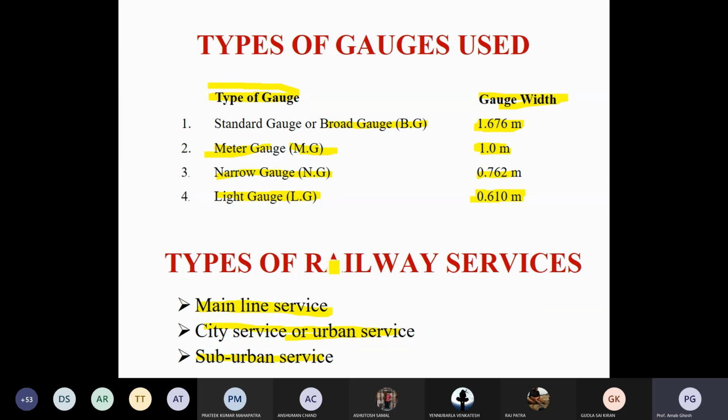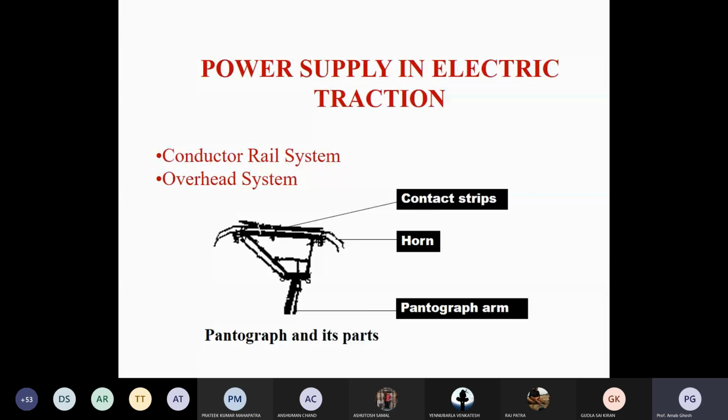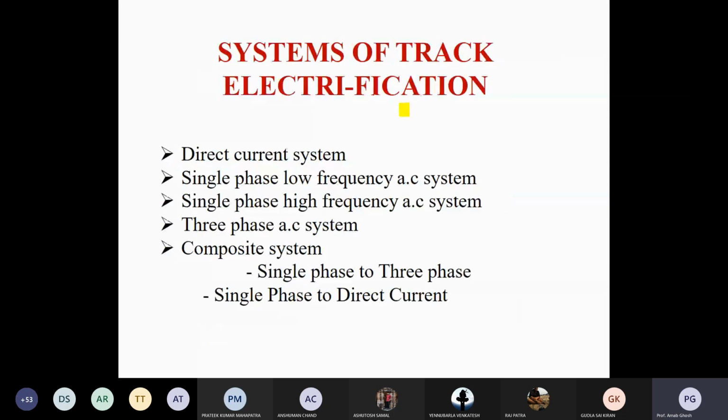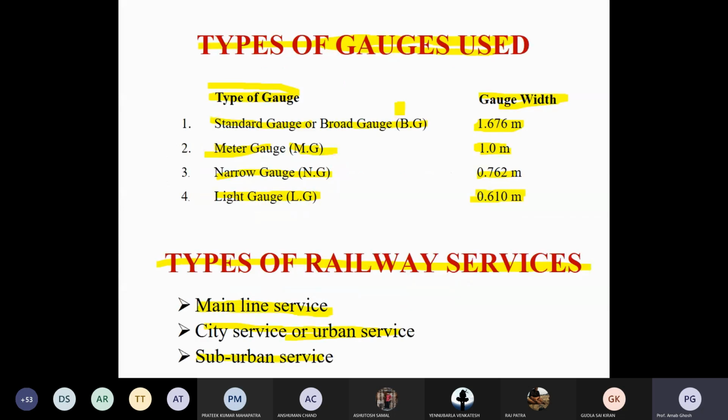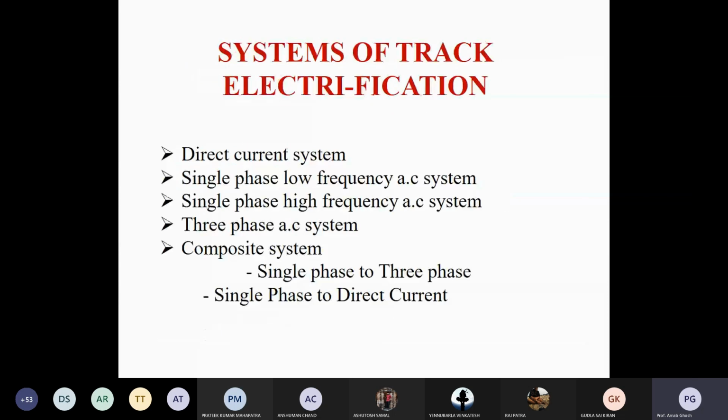Types of gauges, meaning the gauge of track, is also given here: standard gauge or broad gauge. Then systems of track electrification. I think that portion I'll start in my next class, as it will take more time for the discussion of electricity and the different types of wire.